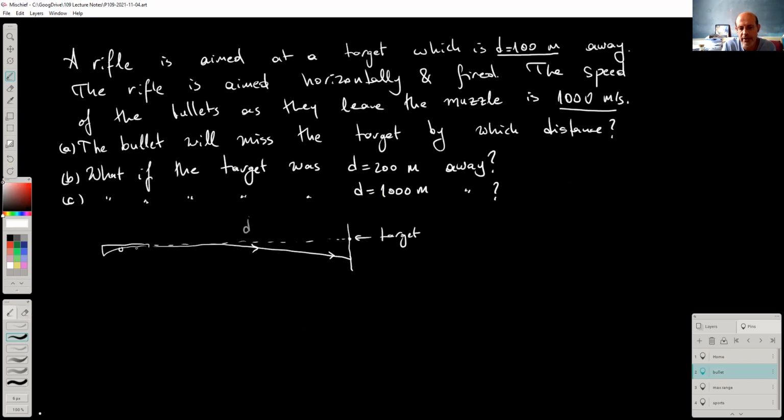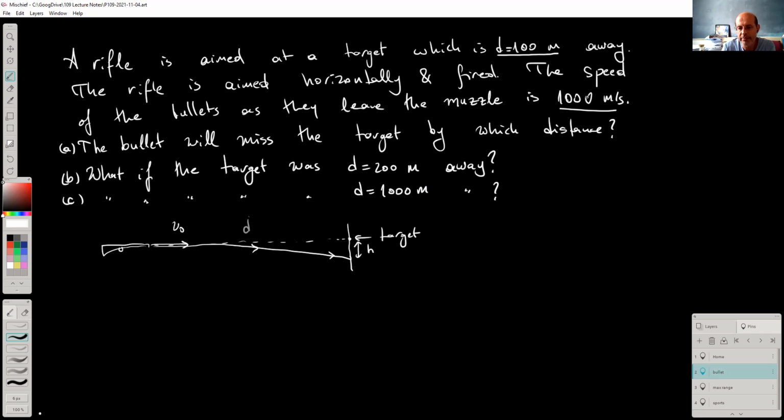So you have a rifle, you're firing it horizontally towards a target. All right, let's say that the target and the rifle are at the same level. So you just aim it horizontally and then fire it, right? But because of the gravity, the bullet is deflected, and we would like to find how much this gets deflected, right?